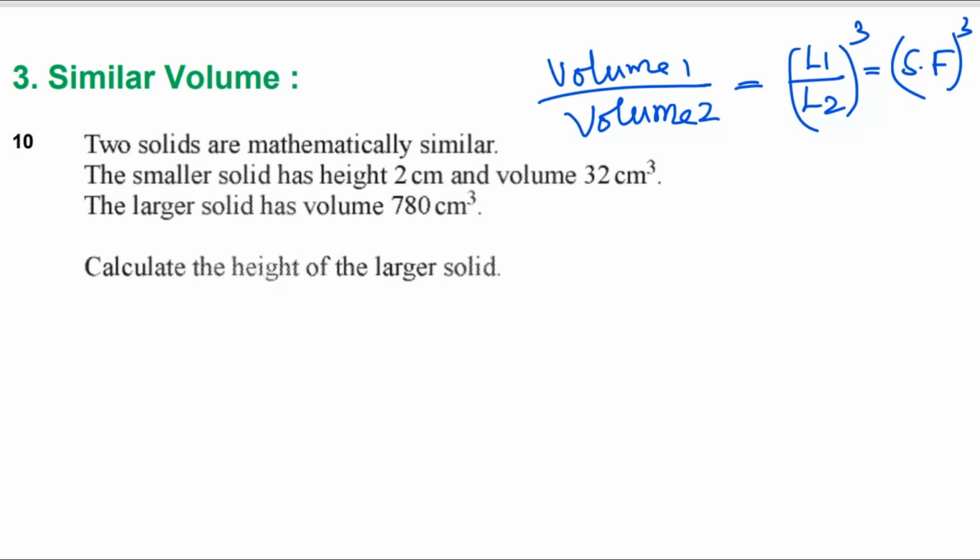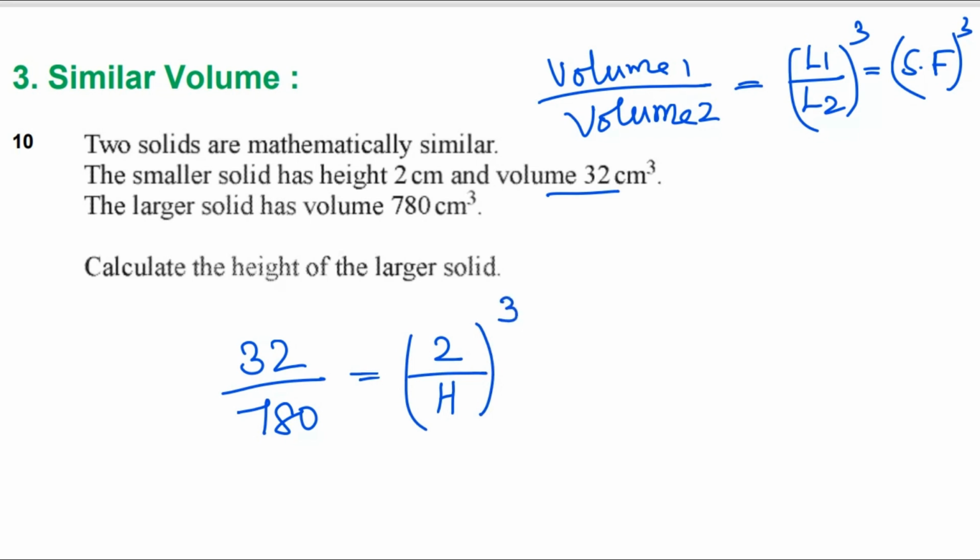Okay, so two solids are mathematically similar. The smaller solid has height 2 centimeters and volume 32 centimeter cube. The larger solid has volume 780 centimeter cube. Calculate the height of the larger solid. So what is the volume here? 32 divided by 780 is equal to 2 divided by, we need to find the height of the larger solid, so I will use the letter H here, the whole cube.